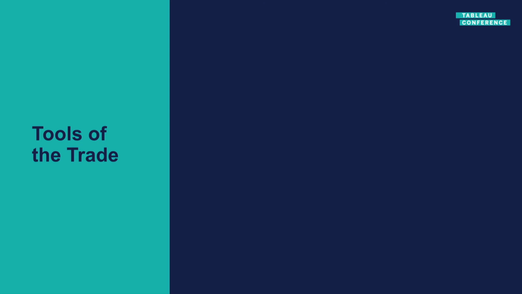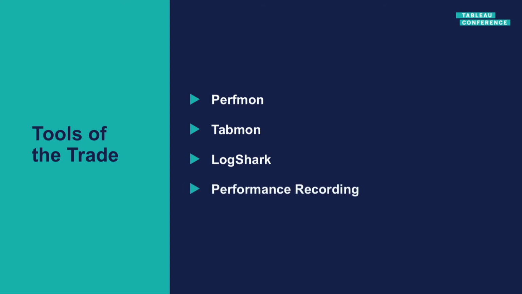So, as we saw, we started off with some tools for how we measure and record things, starting with Perfmon. Next, we briefly touched on Tabmon for measuring system resources across all of our nodes and reporting it in one place. Next, Sid showed us a demo of Logshark and all the ways that we can use it to investigate all of the activities happening on our server, the performance behind them, how long they're taking, and the resources that they use. And at the end, Sid showed us the performance recording for when we're looking at a single workbook and we want to pinpoint performance issues within that workbook.